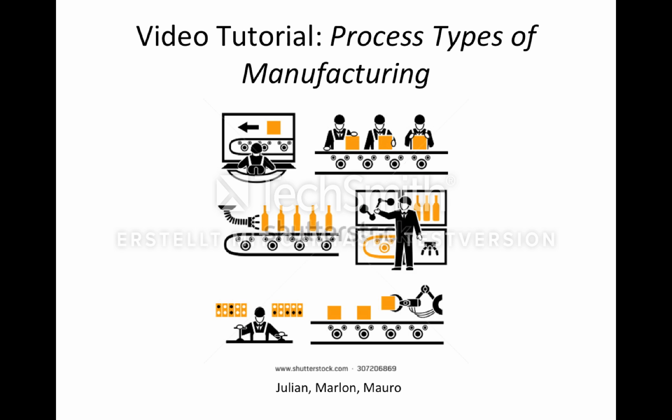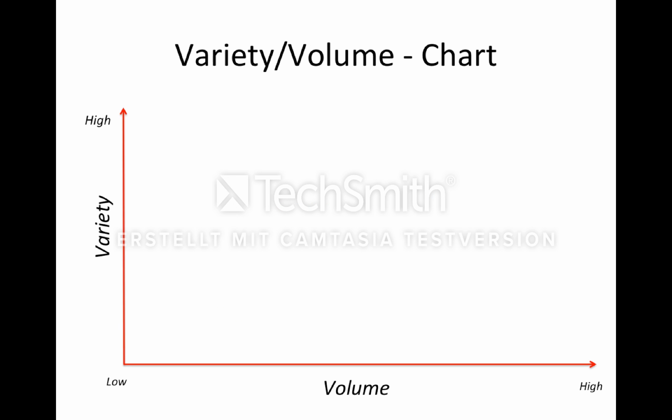As the name already tells you, the process types in manufacturing are based on the production. This kind of process type is used in factories where goods are produced. Here we can see a chart with the variety on the y-axis and the volume on the x-axis. First, let's have a look at job production.